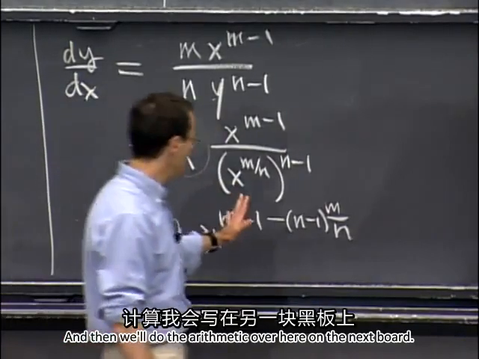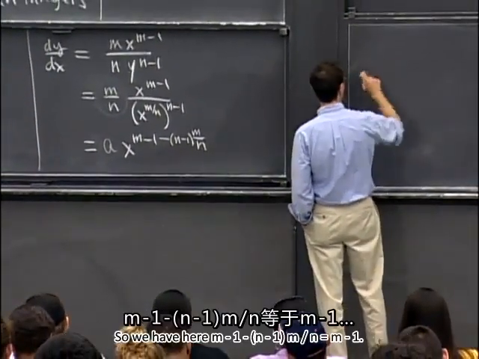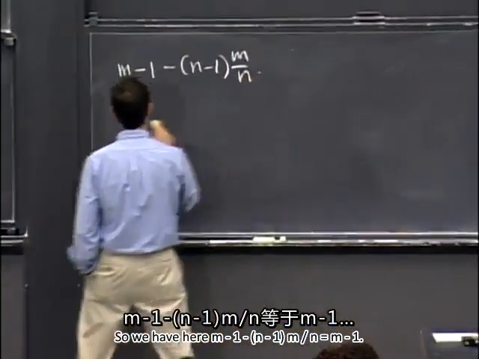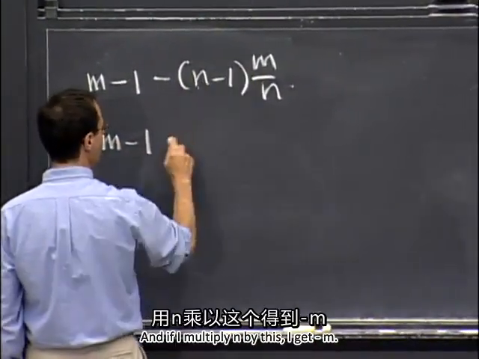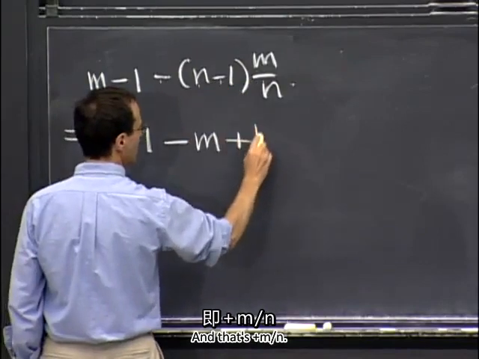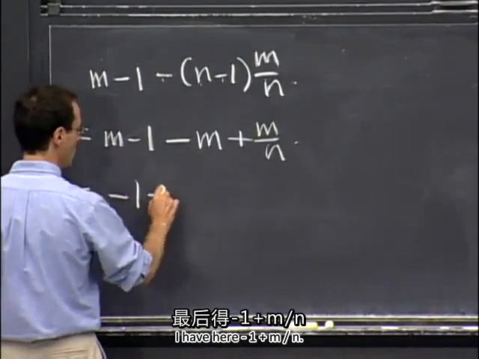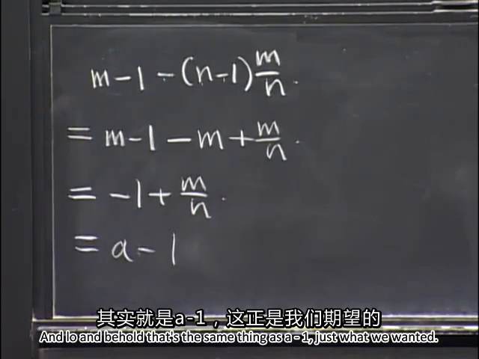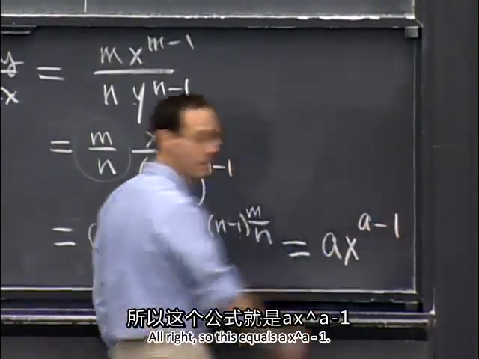And then we'll do the arithmetic maybe just over here in the next board. So we have here m minus 1 minus n minus 1 times m over n, which is equal to m minus 1. And if I multiply n by this, I get minus m. And if the second factor is a minus, that's a plus. And so it's plus m over n. So altogether, the two m's cancel, and I have here minus 1 plus m over n. And lo and behold, that's the same thing as a minus 1. Just what we wanted. All right, so this equals a x to the a minus 1.